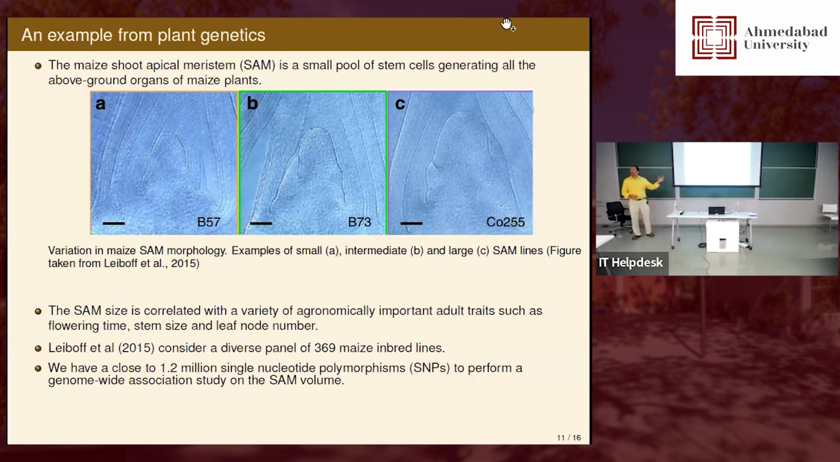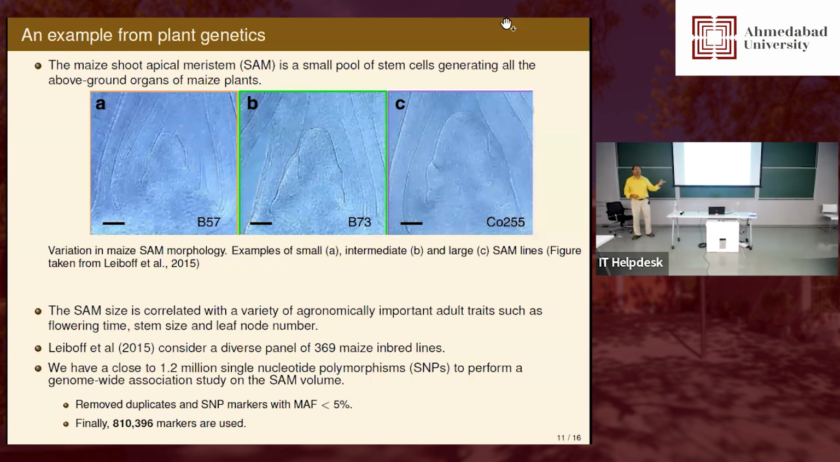So this is an important problem, and you need good mathematics training as well as you need to be good in computing to solve this kind of complex problems that are arising in science and engineering. So even after deleting the duplicates, so MAF stands for minor allele frequency, even after deleting the SNPs which have less than 5% MAF, minor allele frequency, you still have more than 800,000 SNPs to choose those important markers from.